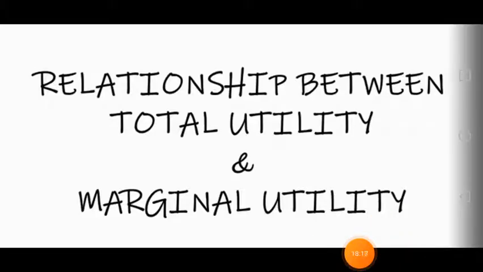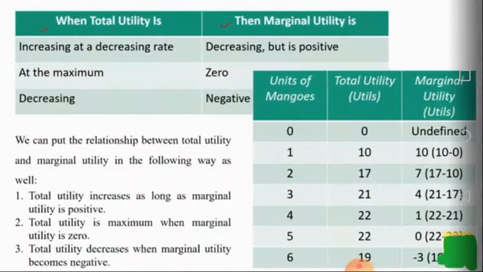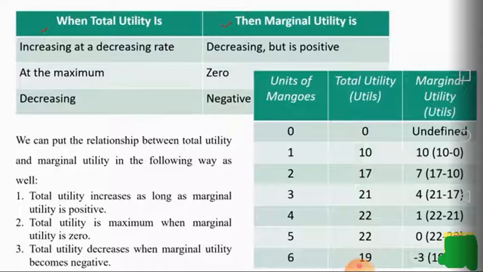Now we are going to discuss the next topic, that is the relationship between total utility and marginal utility. We have understood the law of DMU, and now we are going to discuss the relationship between TU and MU. This table will help us understand it in a better way. When total utility is increasing at a decreasing rate, then marginal utility is decreasing but is positive.